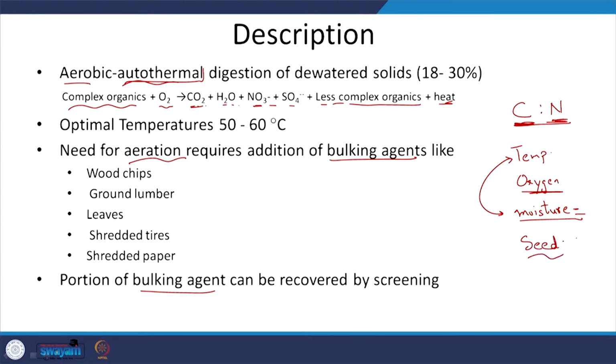But for sludge from secondary waste, do you need seed? Not really, because most of the microbes are already there, depending upon the age of that sludge. So, let us see what else we have here.